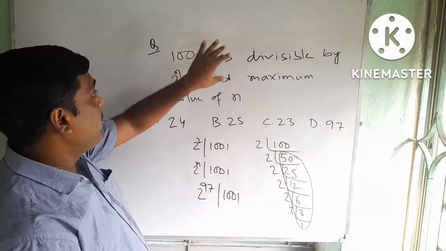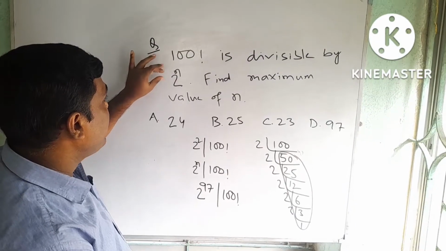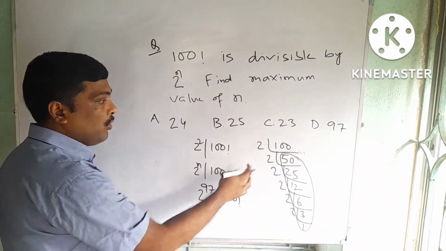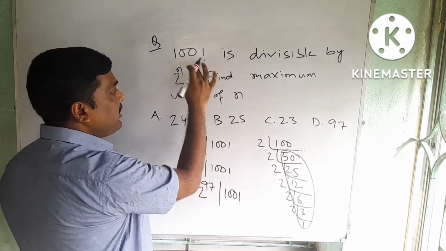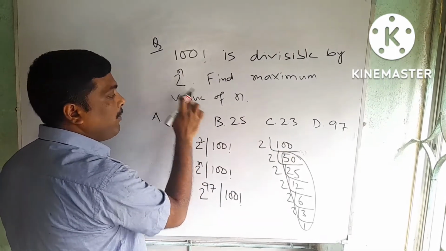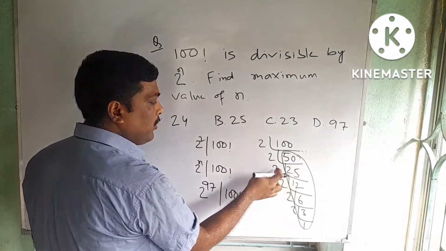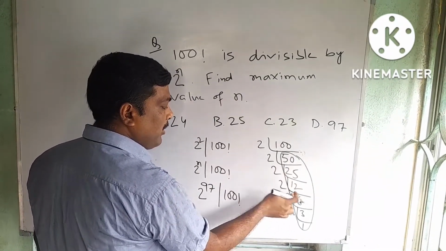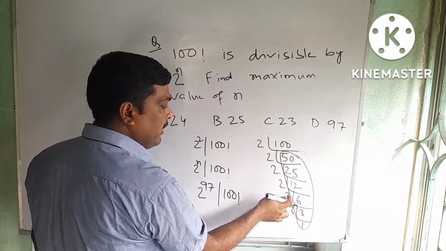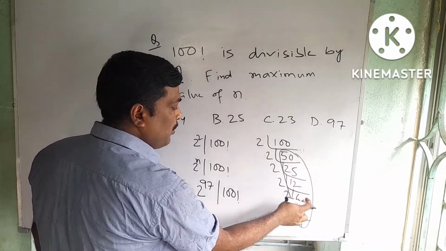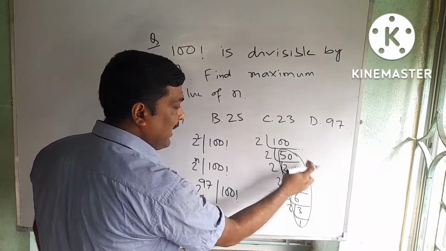Question is find the maximum value of n such that 2 to the power n divides 100 factorial. Okay. So for solving this type of problem, just divide 100 by this prime number 2. Quotient is 50, divide 50 by 2, quotient 25, divide 25 by 2, 12, 12 by 2, 6, 6 by 2, quotient 3, 2, 1. Okay, so 50 plus 25 plus 12 plus 6 plus 3 plus 1. That is the value of n.